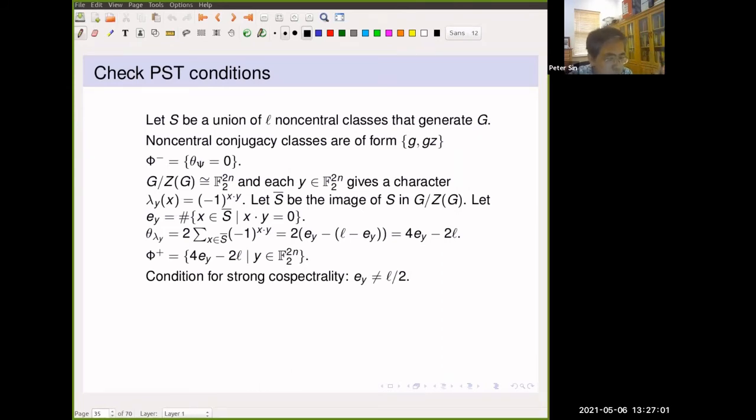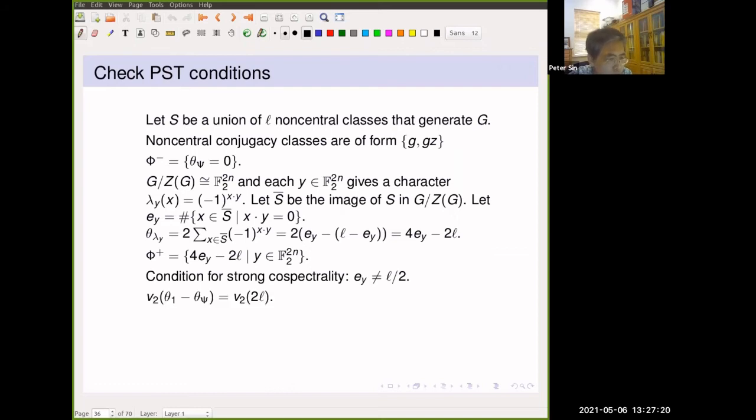Okay. Then we have those two valuation conditions for perfect state transfer. Oh, yeah, of course, the eigenvalues are all integers, right? So we have the integrality condition. So we now consider the valuation condition for perfect state transfer.